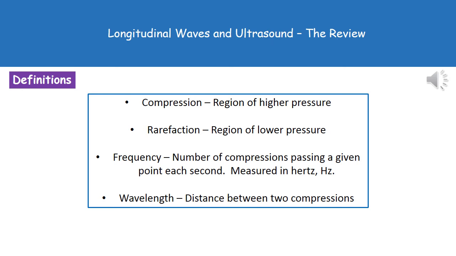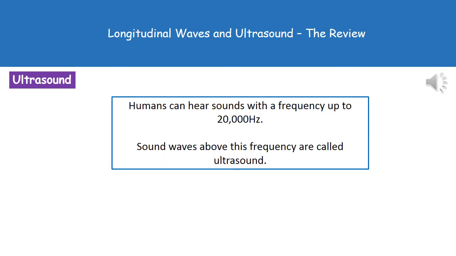First one is the compression, which is the region of higher pressure where the lines are obviously going to be much closer together on our diagram. Second one, the rarefaction, is the region of lower pressure, where the lines are more spaced out. Third one is frequency, which is the number of compressions passing a given point each second, and as with previous frequencies, it's measured in hertz, which is the symbol Hz. And finally, the wavelength, as we've already said, is the distance between two compressions.